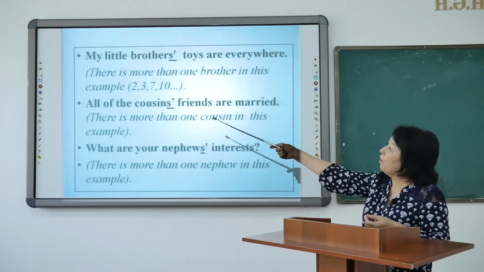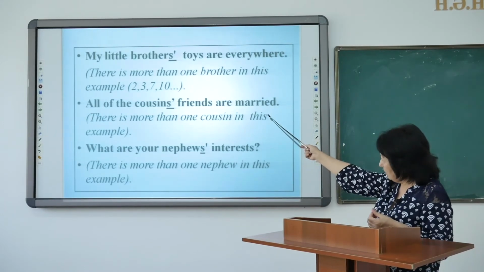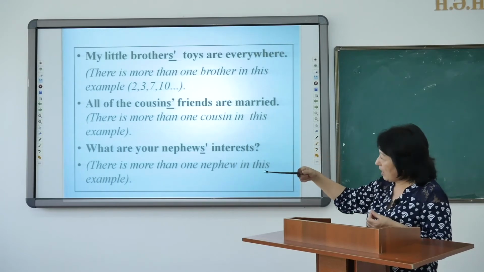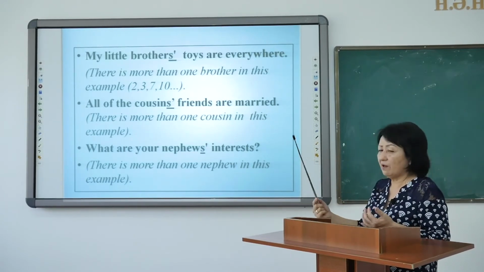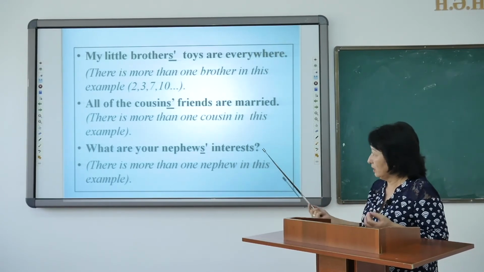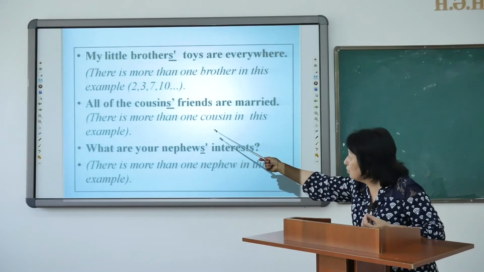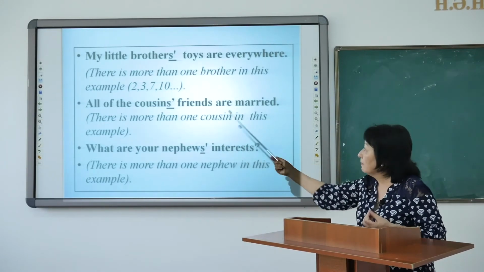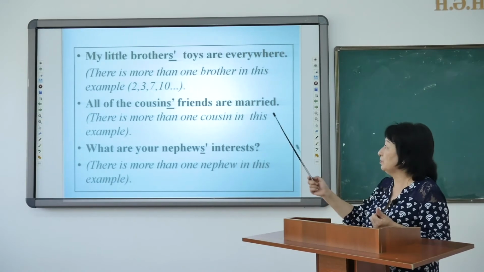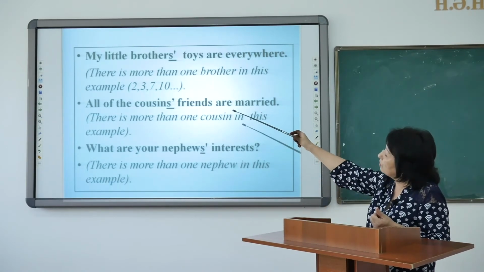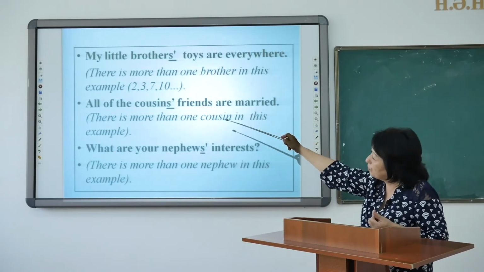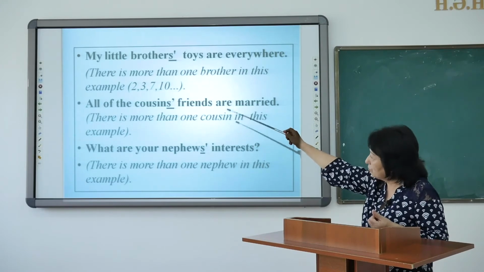The next example: all of the cousins' friends are married. So we have many cousins, we have many friends, not just one. Here there is more than one cousin in this example, and that's why the possessiveness is expressed by putting an apostrophe after the plural noun.